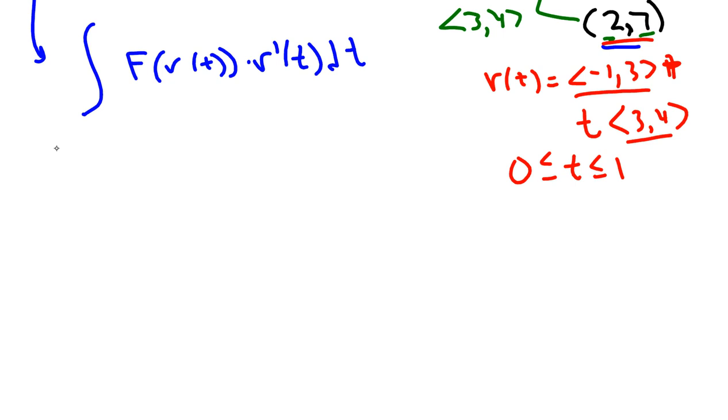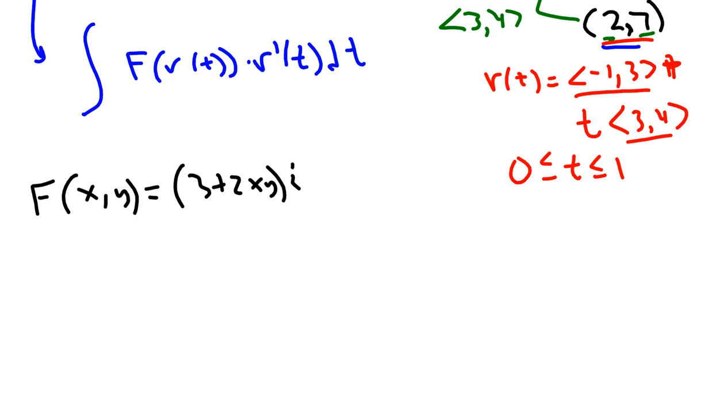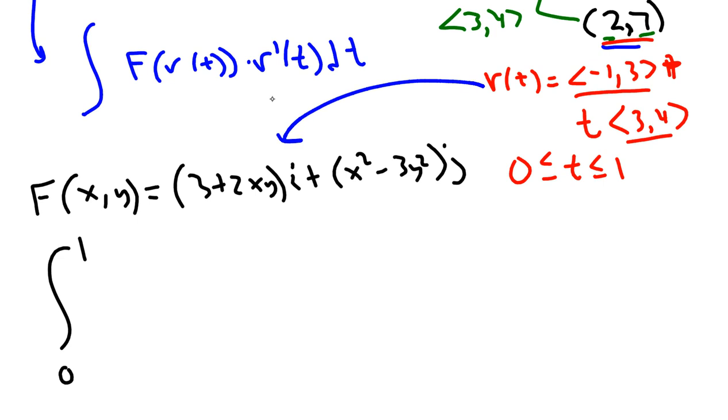Okay, so as I was saying, quick reminder, our vector field here is f of x comma y equals (3 plus 2xy) i plus (x squared minus 3y squared) j. All right, so let's do all the math here. It's going to be a line integral from 0 to 1. F of r of t means we're going to take this function r of t and plug it into our vector field. So let's do a big bracket here.